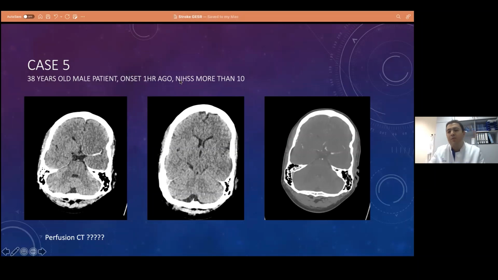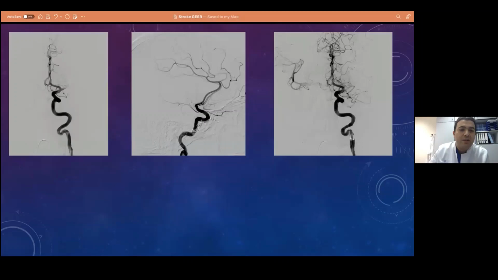And the NIHSS score was more than 10, 38 years old. No, you don't have to do it. We started the thrombolysis on the way to the angiography suite, and in the angiography suite, it looked like this. We had our balloon-guided catheter. We have here the M1 thrombosis, and you see it very nicely in the lateral view that there's nothing.